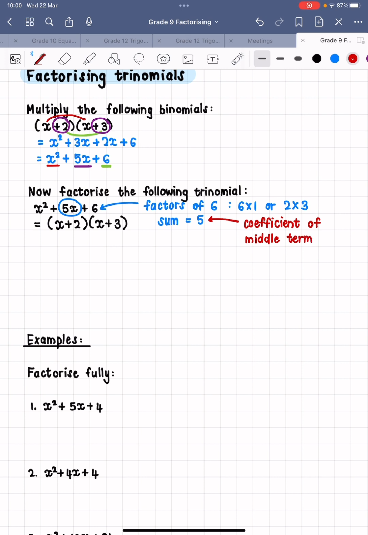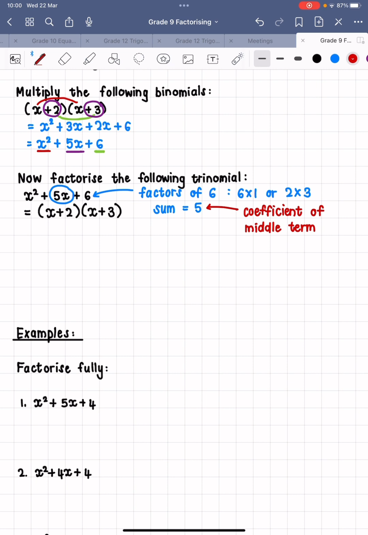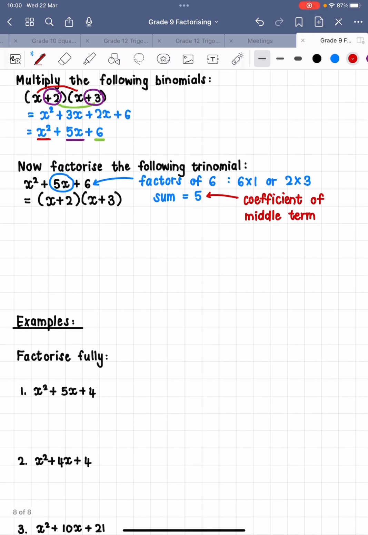What does coefficient mean? The number in front of that x, right? Or the number that you are essentially multiplying by that variable, x in this case. Okay, so guys, what pair of factors am I going to choose now? 6 times 1 or 2 times 3? Which pair of factors will give me a sum of 5?